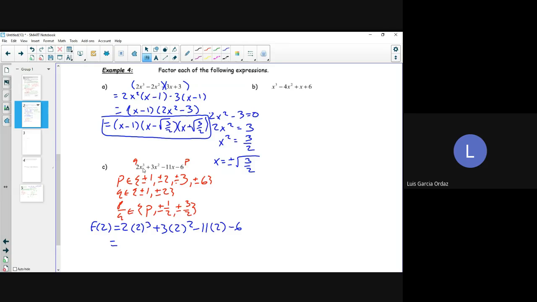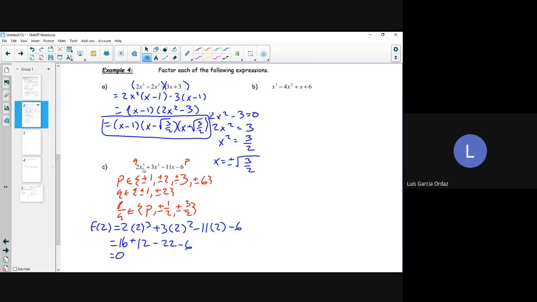So 2 times 2 cubed gives us what? 16. What's 3 times 2 squared? 12, minus 22 minus 6. So when we add and subtract all of those numbers together, what does it give us? 0. Which means 2 is a factor.